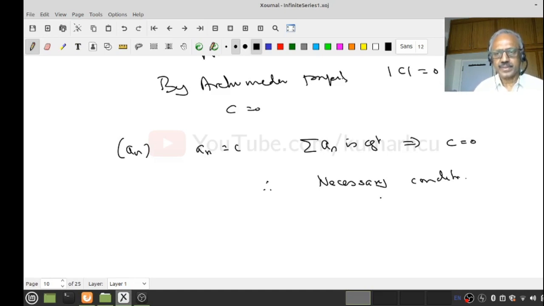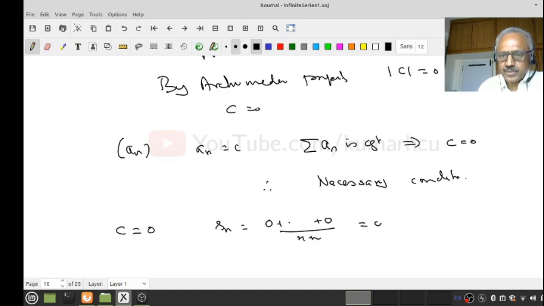Right? Okay. Now, is it sufficient? Suppose C equals 0. Then what is Sn? Sn is 0 plus 0, n times. Therefore, it is 0. Therefore, Sn is the constant sequence 0.